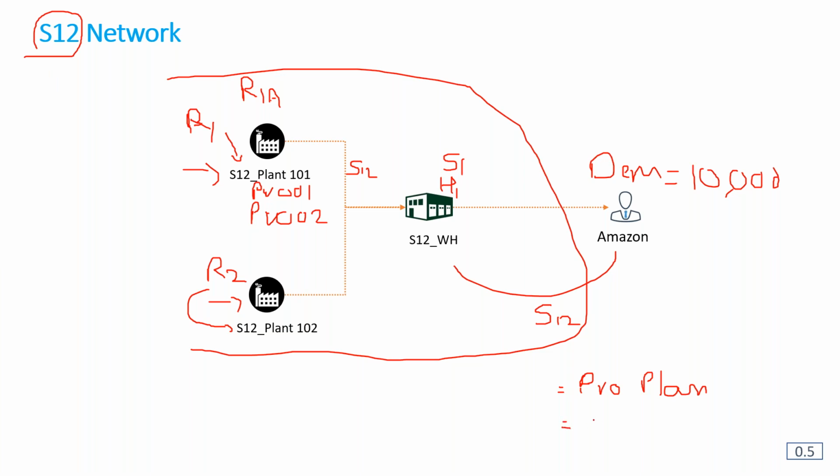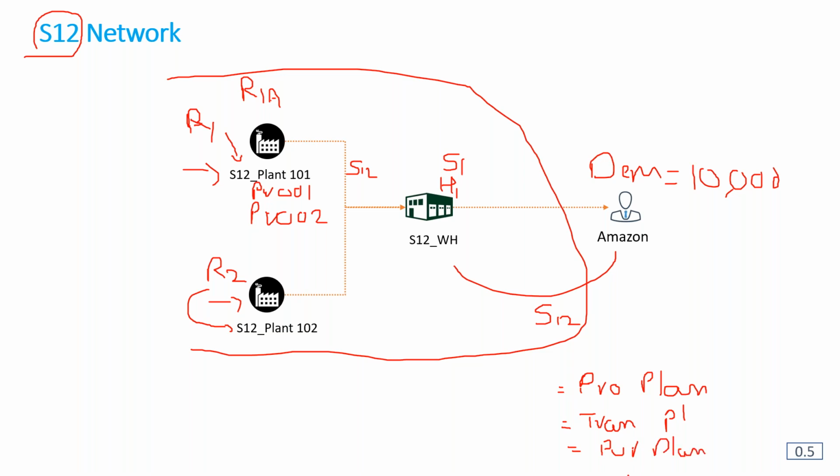Next is how much of the transportation plan has to happen: how much plant 101 has to send to the warehouse, how much plant 102 has to send to the warehouse, and how much the warehouse has to send to Amazon. We also get the purchasing plan. This is a simple network. There are no components being supplied by vendors. If we also specify them, we'll get the purchasing plan.